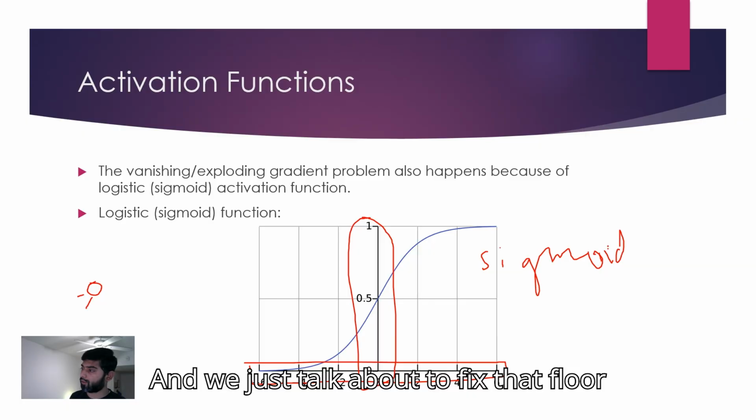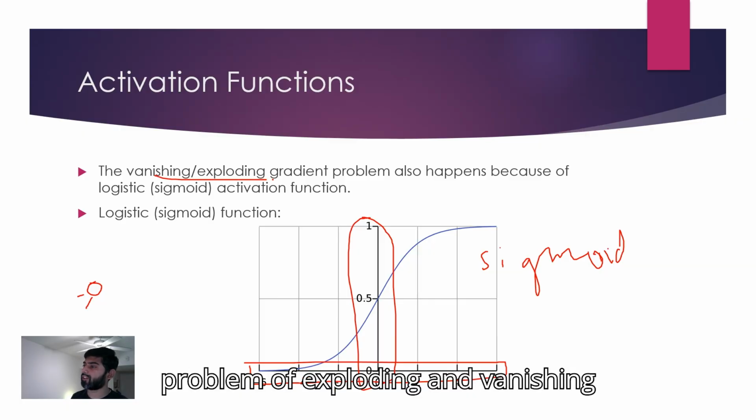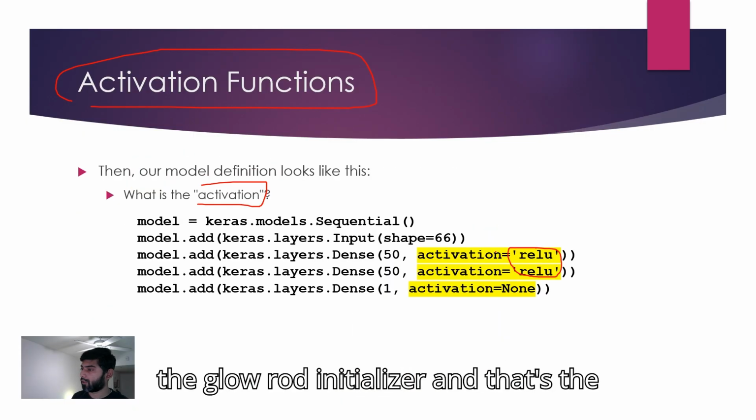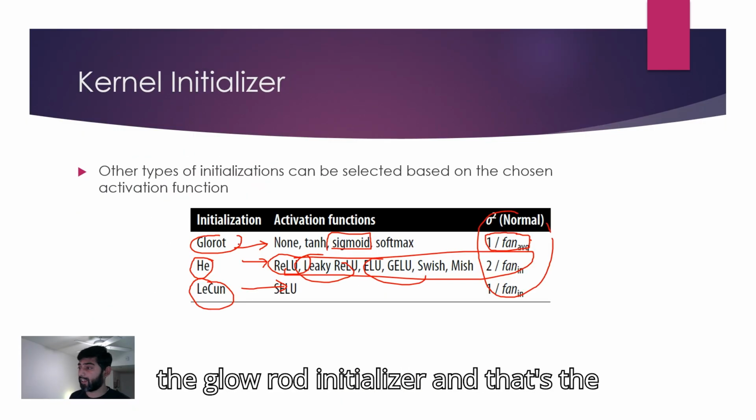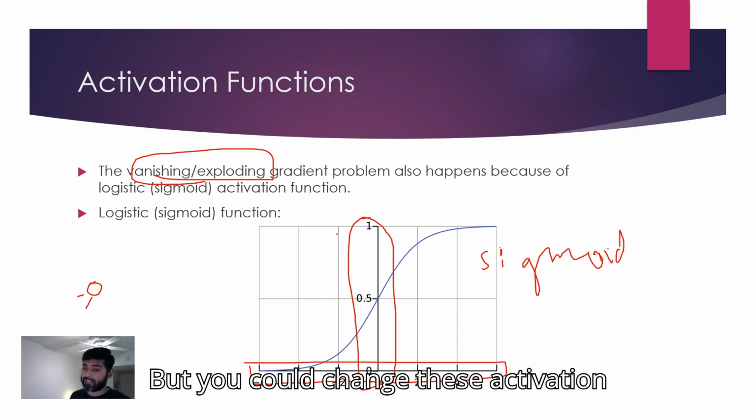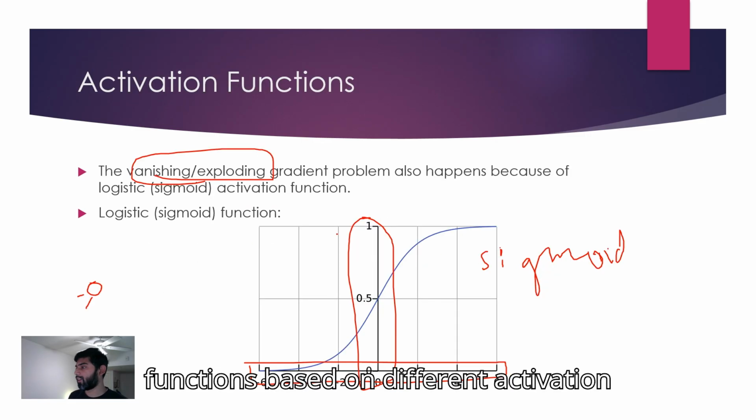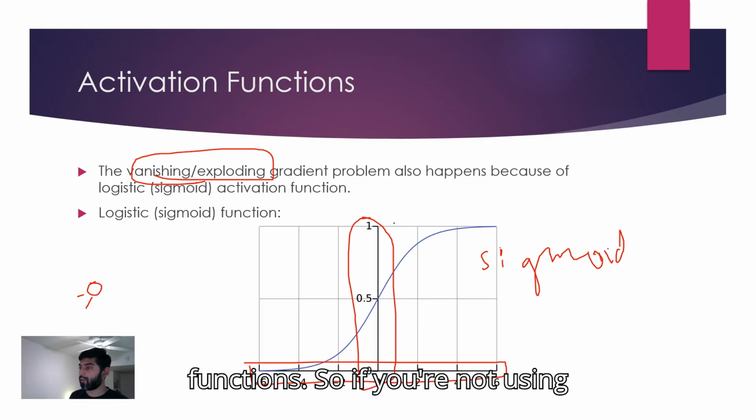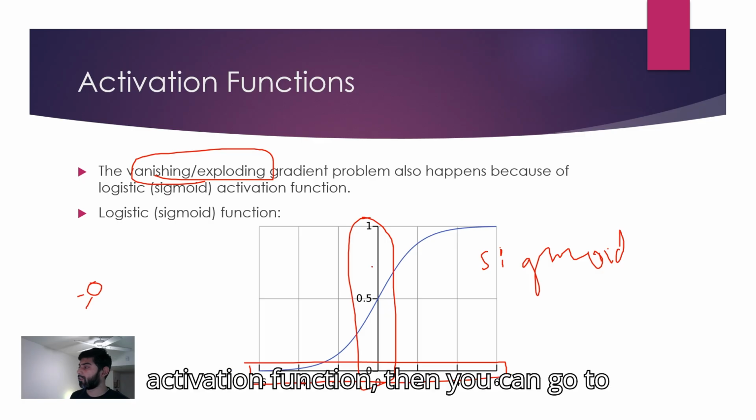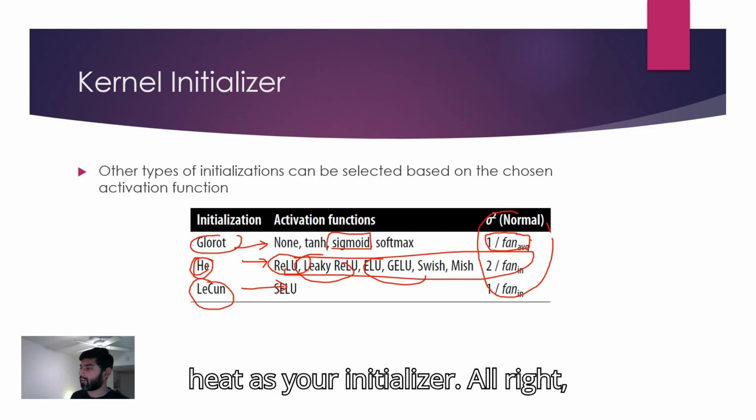And we just talked about, to fix the problem of exploding and vanishing gradients with sigmoid, we want to use the Glorot initializer, and that's the default setting in Keras. But you could change these based on different activation functions. So if you're not using sigmoid, if you're using ReLU as your activation function, then you can go to He as your initializer. All right.